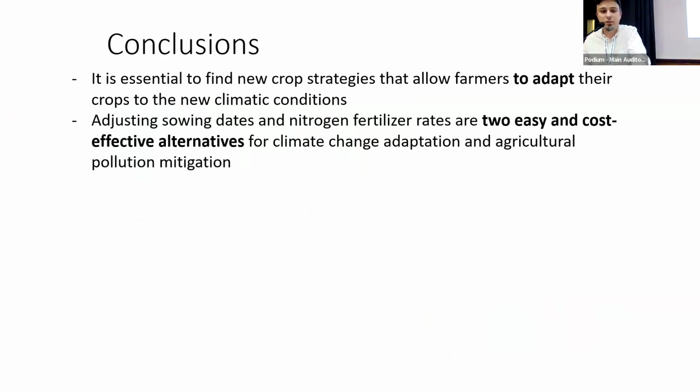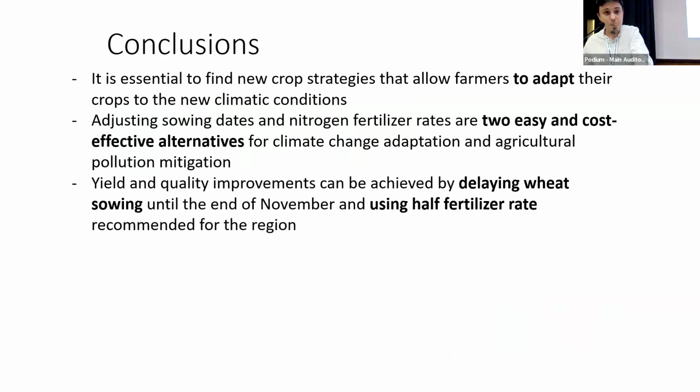As a conclusion, it's essential to find new crop strategies that allow farmers to adapt their crops to new climatic conditions. And adjusting sowing dates and nitrogen fertilization rates are two very easy and cost-effective alternatives for this adaptation, but also mitigation because we are applying half nitrogen. This yield and quality improvement can be achieved by delaying sowing, but also by reducing fertilizer by half.